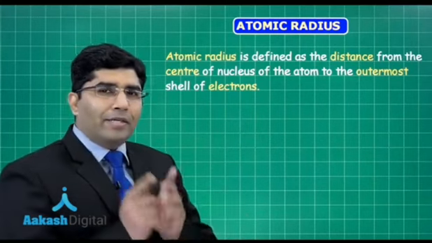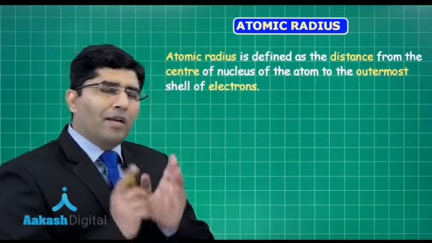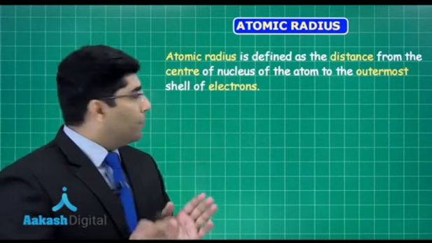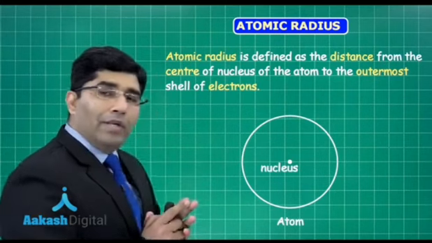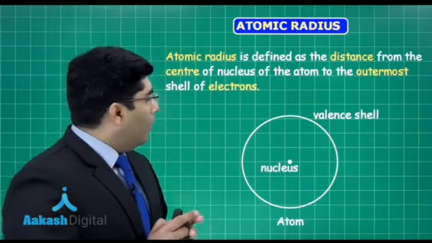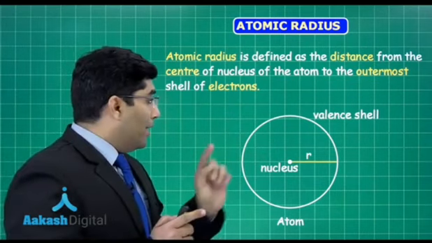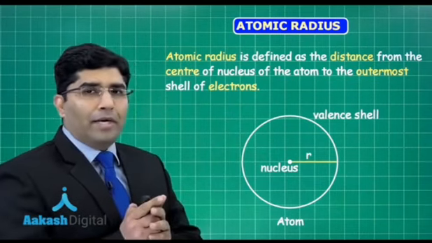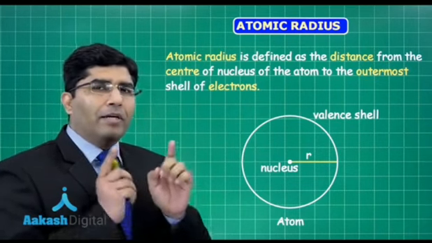Atomic radius is defined as the distance from the center of the nucleus to the outermost shell of an atom. Let's see what atomic radius actually is. Suppose this is an atom, here is the nucleus and this is the valence shell, and the distance between them, which is here, that is atomic radius. Now we'll find three types of different radius.